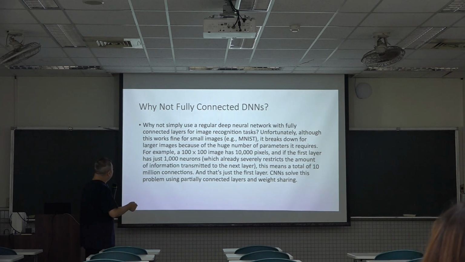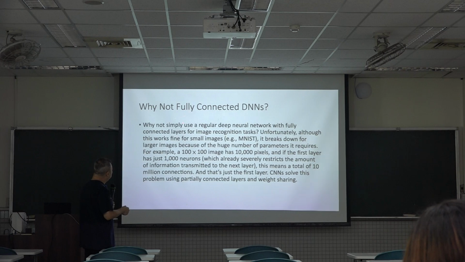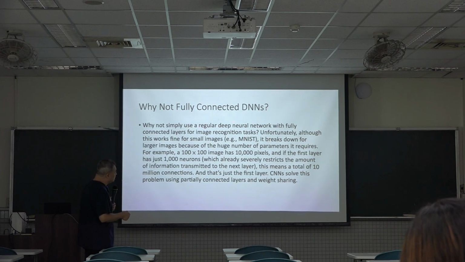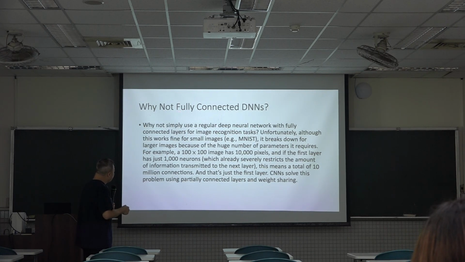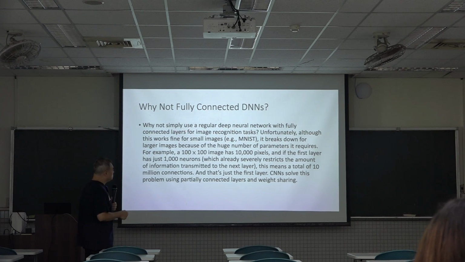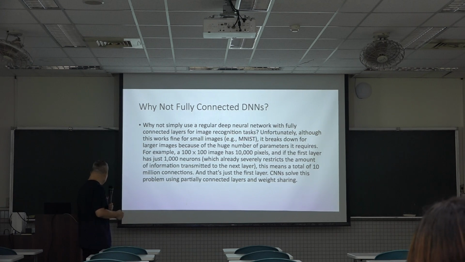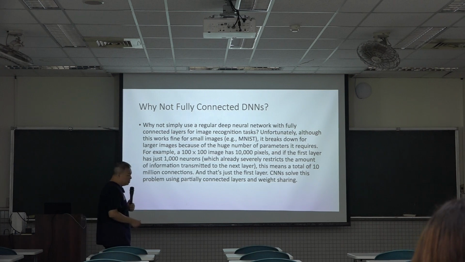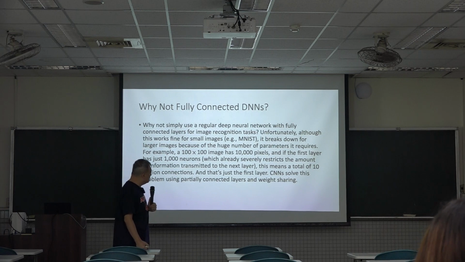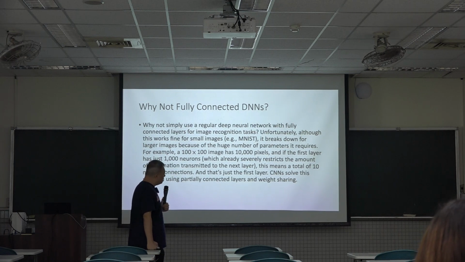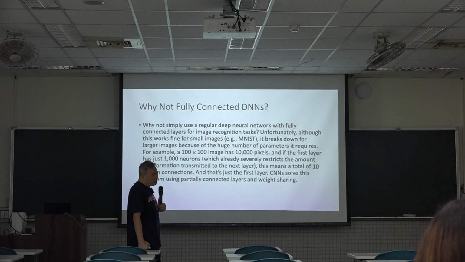You may wonder, why don't we just use a regular deep neural network with fully connected layers for image recognition tasks? Well, actually this approach works fine for small images. For example, handwritten digits, MNIST. We could use a fully connected layer to recognize handwritten digits. It's a 28 by 28 resolution.